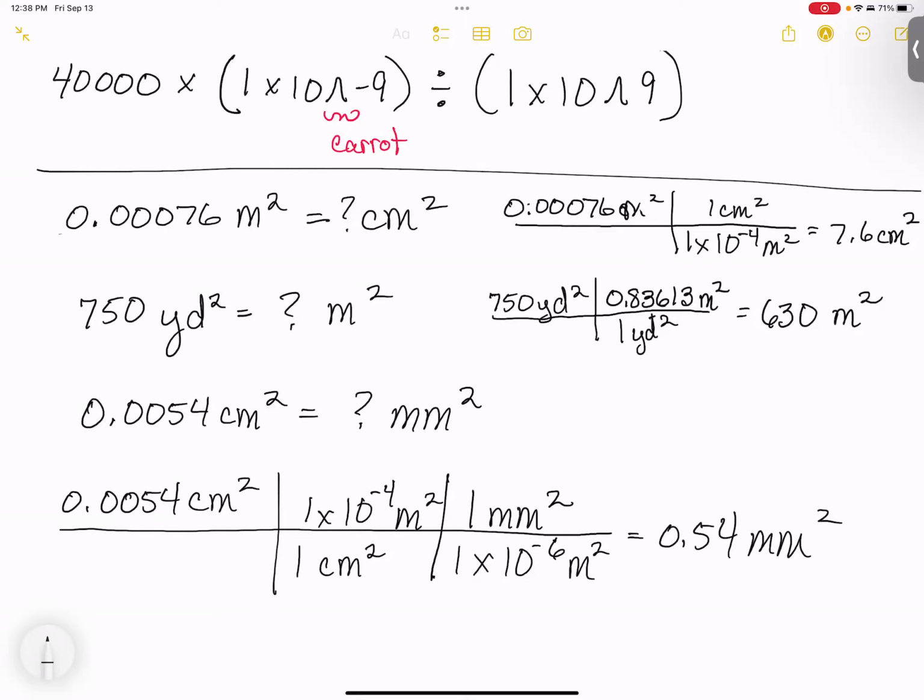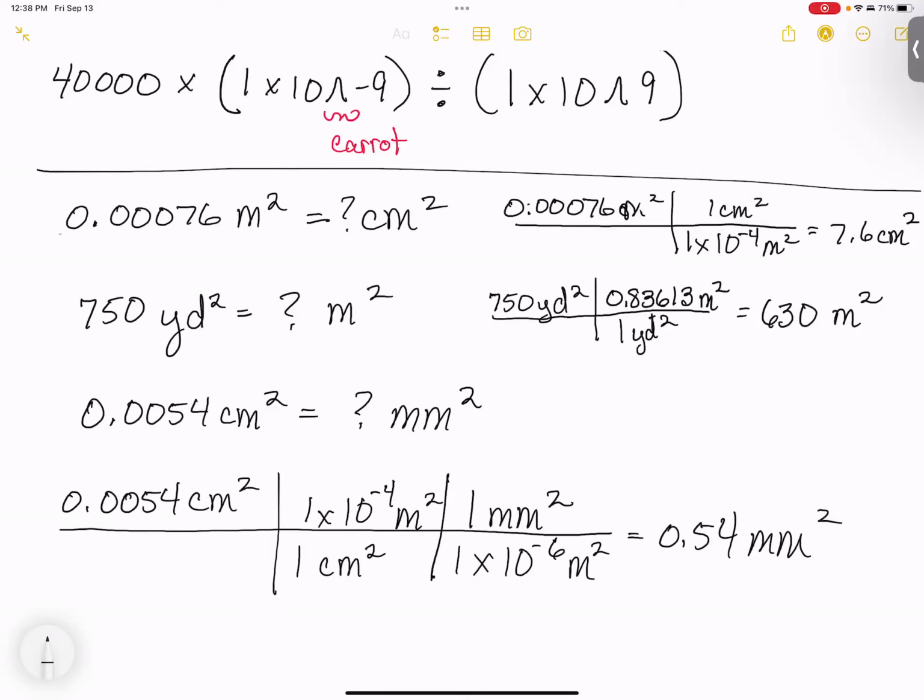So what I did is I squared my metric conversion factor. 1 times 10 to the minus 2 squared is 1 times 10 to the minus 4. So 1 times 10 to the minus 4 meter squared is equal to 1 centimeter squared. So I took the 0.00076 and divided it by 1 times 10 to the minus 4, and you got 7.6. From a significant figure standpoint, you had 2 significant figures, unlimited, unlimited. Since the measurement with the fewest had 2, your answer had 2.